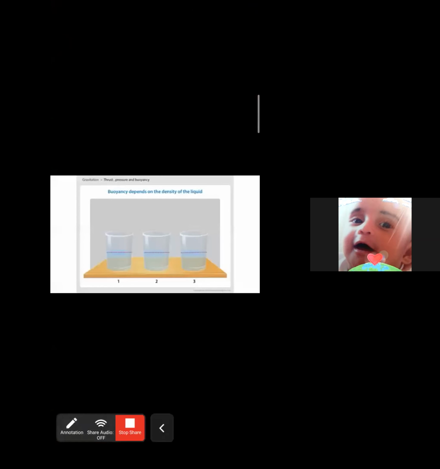We are moving into the factors that affect buoyancy of the liquid. First of all, buoyancy depends on the density of the liquid. Take glasses with the water level in each glass the same. Drop an egg in the first glass. Here the density of water is low, it exerts less buoyant force and hence the egg will sink to the bottom of the glass.